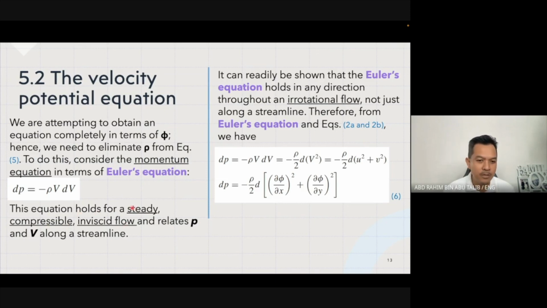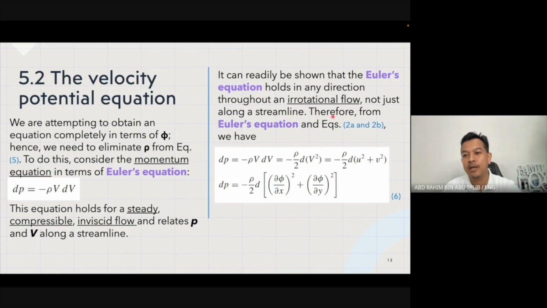I always put down the important terms there so that we can always remember these are relevant, and it relates the pressure and velocity along a streamline. So it can readily be shown that Euler's equation here holds in any direction throughout an irrotational flow, and not just along a streamline.